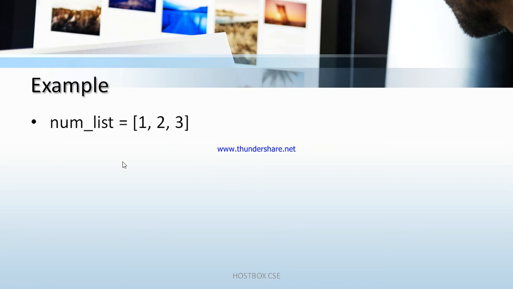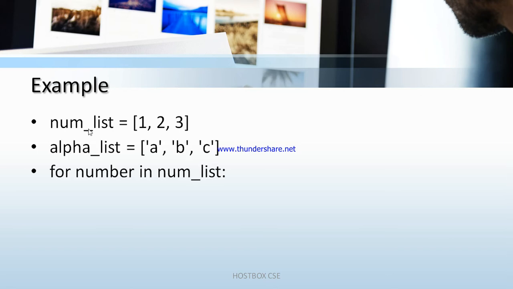I'm going to write a Python script here: num_list equal to 1, 2, 3. Then for another list, another variable, I give alpha_list equal to a, b, c. Then I am going to use the for loop twice, that is, for number in num_list. That means it will print the numbers one by one. This is called the outer loop, and I am going to use print of number.